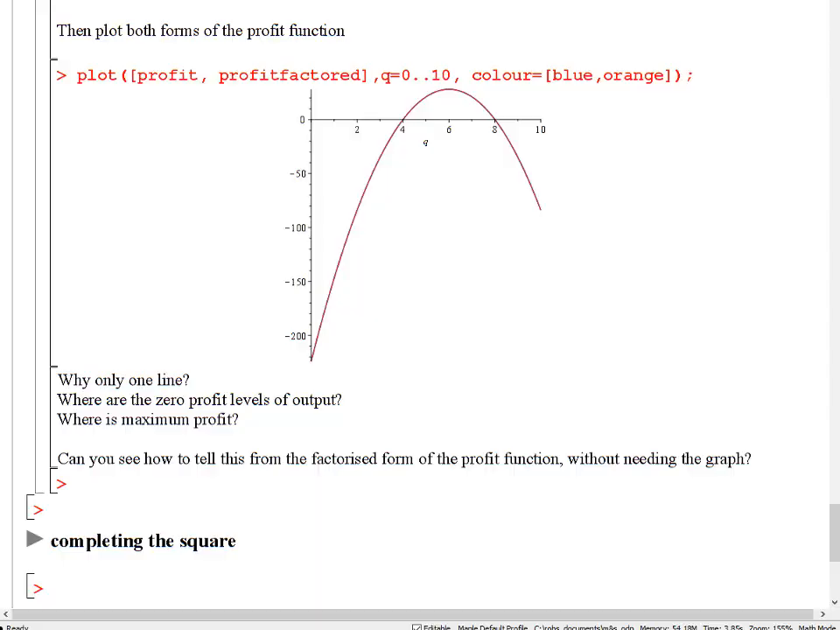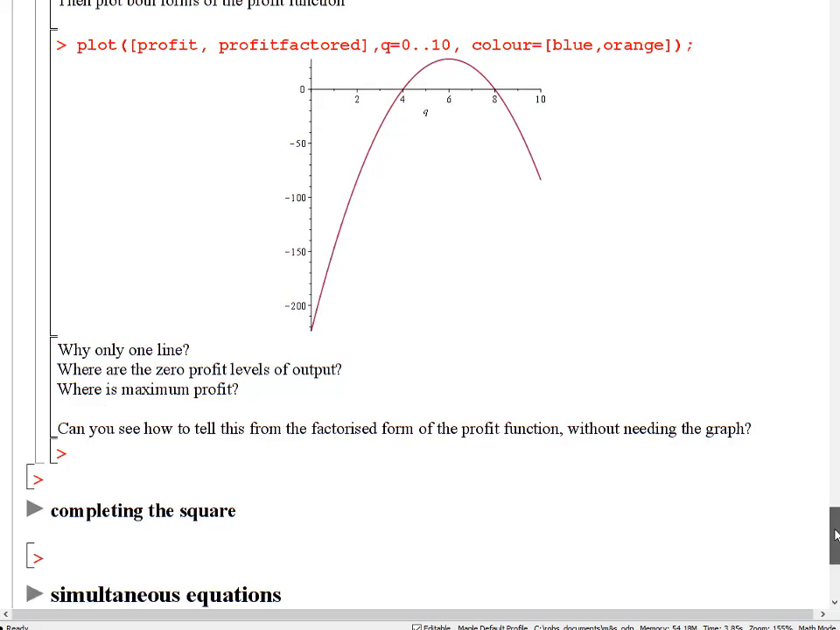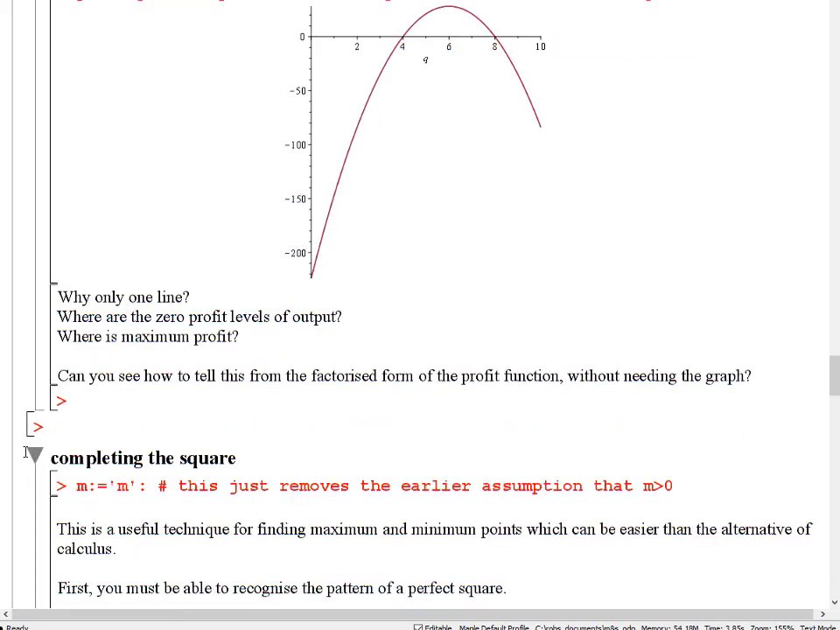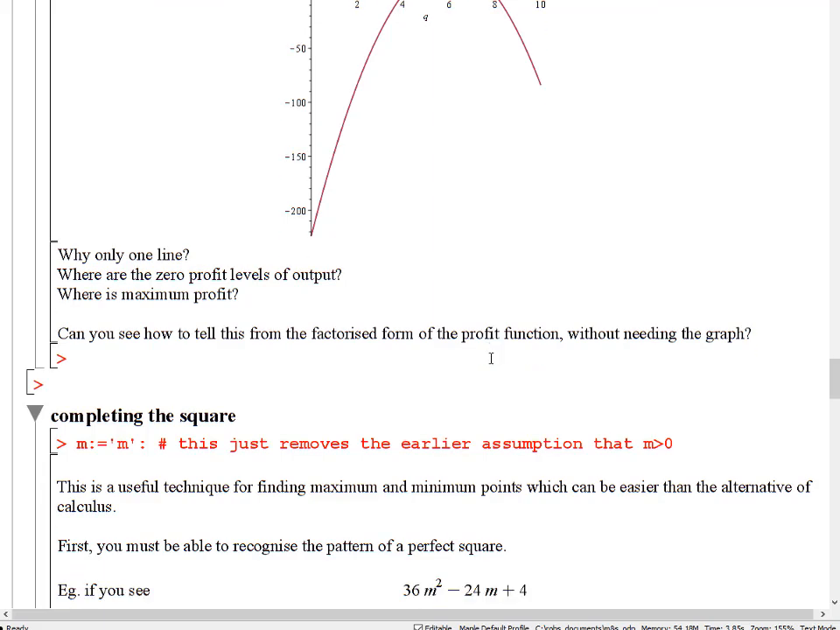Hello and welcome to part 8 of Dev Maths and Stats Refresher Course Lecture 1, in which we look at completing the square. So completing the square, a very useful little technique.